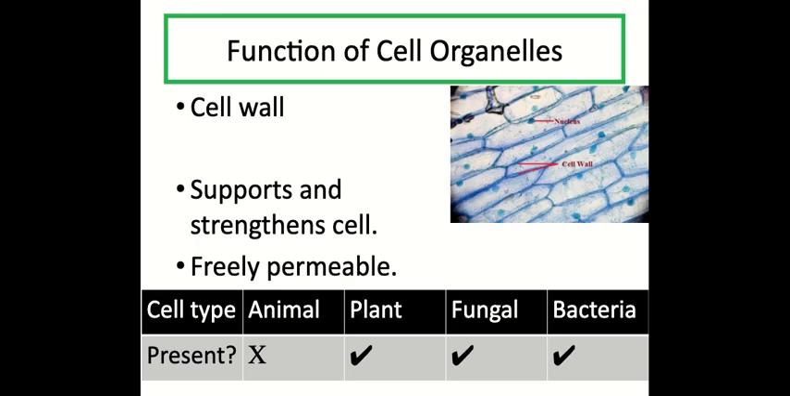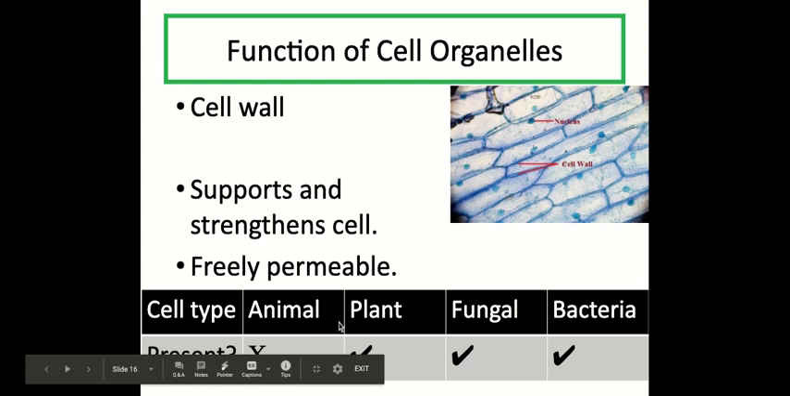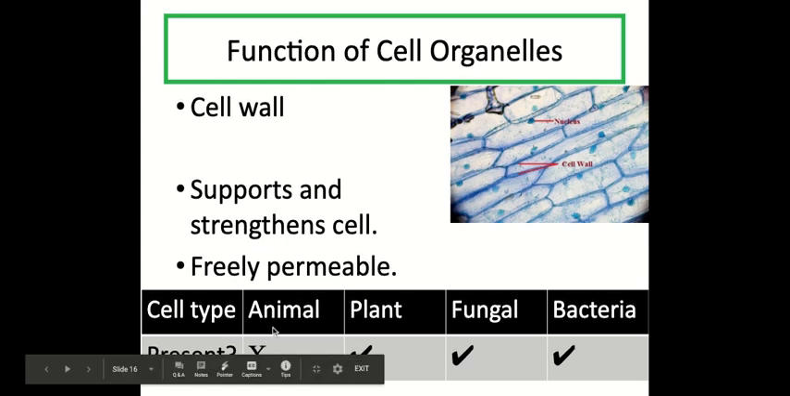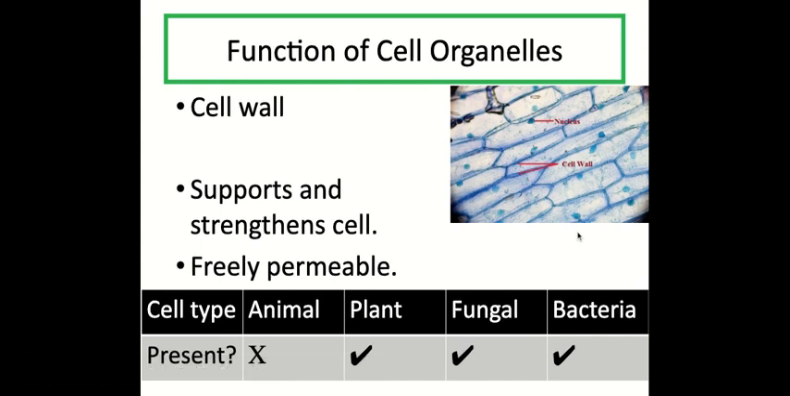Okay, so we're going to start with the cell wall. The cell wall, remember, is the part that goes around the outside of certain types of cells. Now to fill in your first table, it's not present in animal cells, but we do find it in plant, fungal and bacterial cells. The role of the cell wall, the function, if you're ever asked, is that it supports and strengthens the cell. So that's what you want to write into your table: cell wall supports and strengthens the cell.